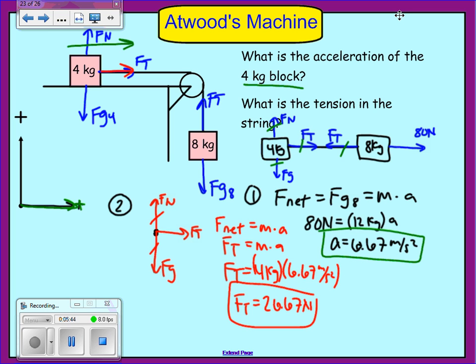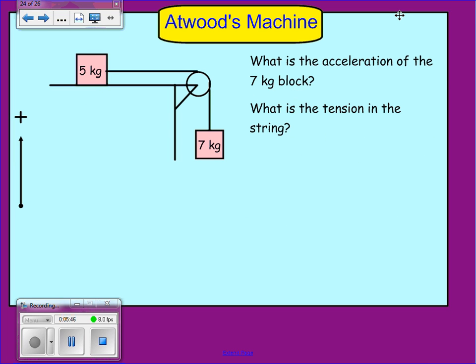All right, now let's go ahead and do one where we have friction. Okay, so let's look at this example. We have a 5 kilogram block on the tabletop, and a 7 kilogram block hanging over the side. Up is positive, and I'm still going to make to the right positive. I want to know what's the acceleration of the 7 kilogram block and what is the tension in the string. And like I said, we are going to include friction in this problem. So our coefficient of kinetic friction, since it's moving, let's make it 0.12. I'm just making this up right now, but we'll say it's 0.12.